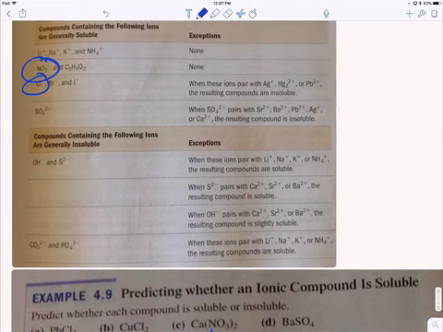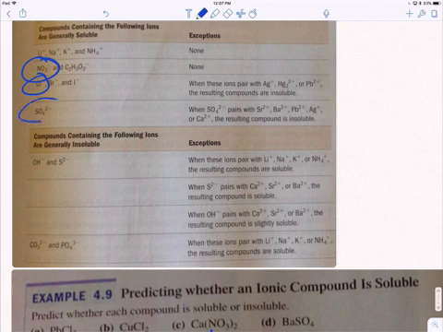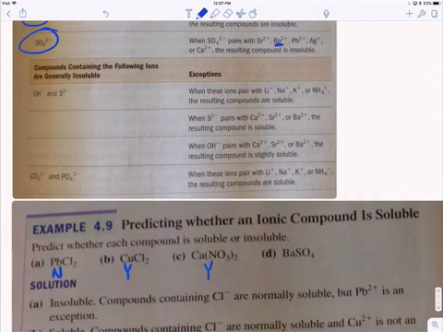Then barium sulfate. Sulfates tend to be soluble, but barium is an exception. So then barium is not soluble. Well, I should say, I'm saying no. Yes is soluble, no is insoluble. So barium sulfate is insoluble.